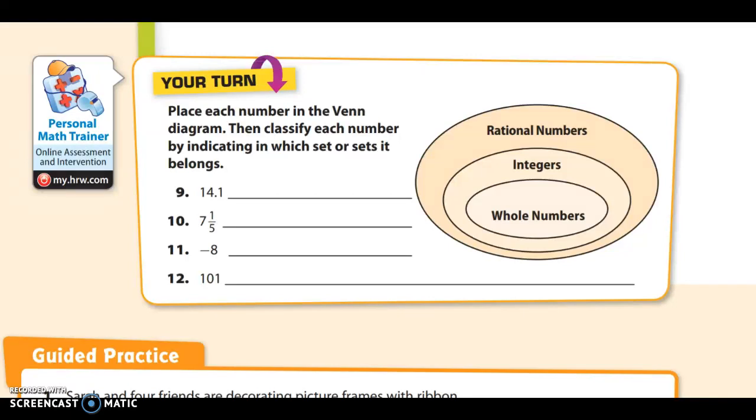Okay, we are on page 50, and we are going to prove here that we learned about both rational numbers and Venn diagrams. And notice we have a Venn diagram similar to what we had from page 49, where the innermost circle is only going to be the whole numbers. The next circle out will include integers, and the last circle will include the rational numbers. Let's read the directions real quick. Your turn. Place each number in the Venn diagram, then classify each number by indicating in which set or sets it belongs. Number 9 is 14.1.